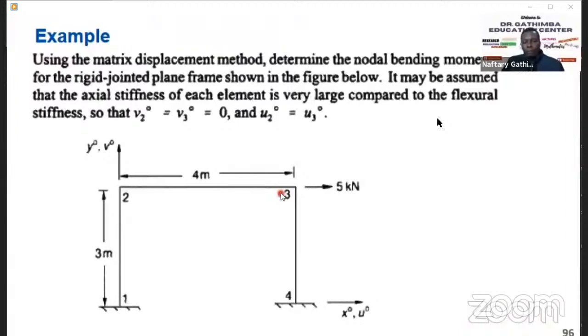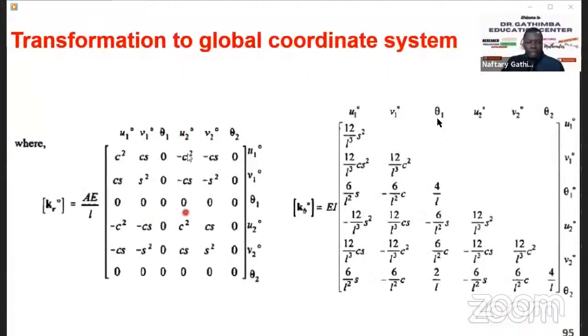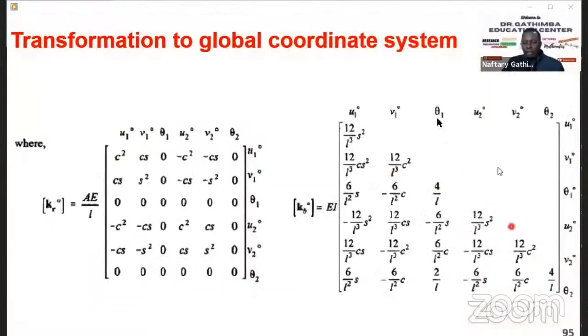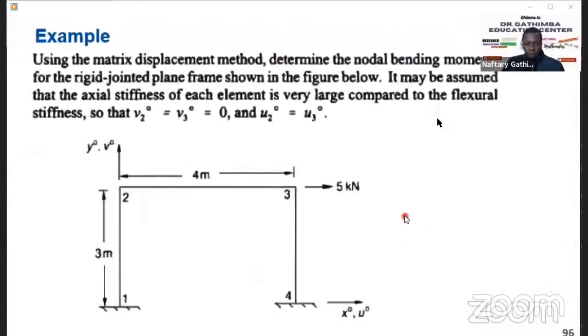So this example shows just a typical frame. And in this reference, they are saying, if you assume that the axial stiffness of each element is very large compared to the flexural stiffness, that's why now the effect of this part disappears. Therefore, the K for the frame will be the K for the beam oriented in an arbitrary direction, which is this one. Okay. Now, let's see the solution for this.